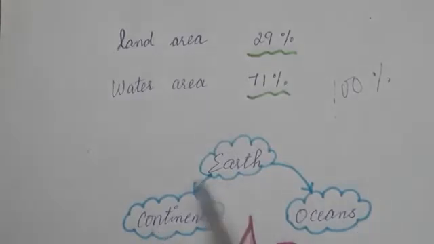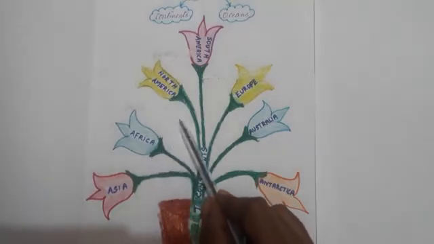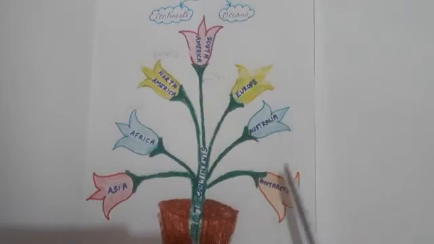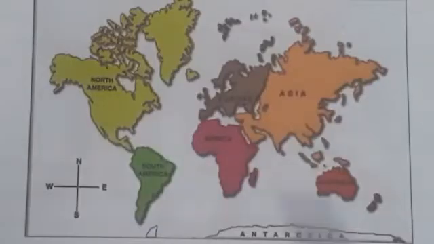Today in this class we are going to see about the continents. So here, how many continents do we have? 7 continents. What are the 7 continents? Asia, Africa, North America, South America, Europe, Australia and Antarctica. So how many continents do we have? 7 continents. As you know already, at the top we have North Pole, South, East and West.